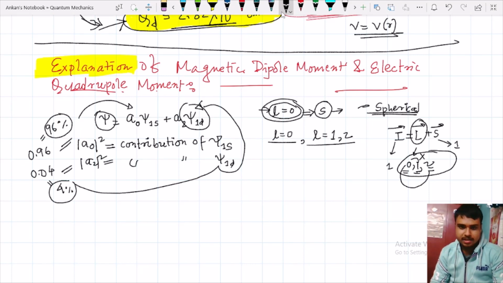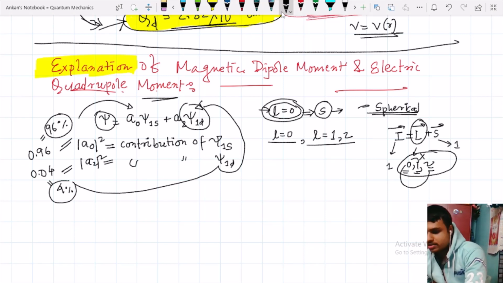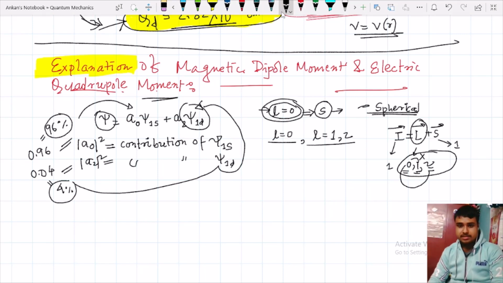So there should be some contribution of the orbital angular momentum as well, along with the spin angular momentum, for the explanation of the magnetic dipole moment and the electric quadrupole moment. For that case only, the quadrupole moment will be non-zero. And why is 1 not taken? Because of conservation of parity. So this was the explanation regarding the magnetic dipole moment and electric quadrupole moment discrepancies.